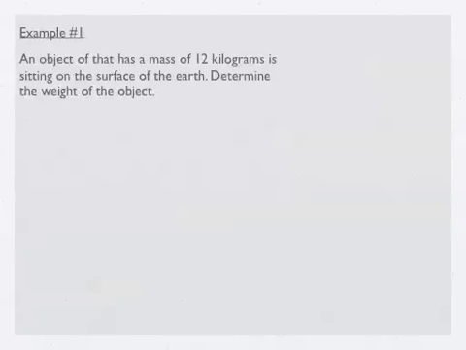Our first example is going to provide us an object of 12 kilograms that's sitting on the surface of the Earth, and it's going to ask us to determine the weight of the object. Now, we'll follow through the exact same steps that we normally would with any of our problems using the GUESS method. So we'll start out with our given. We know the mass of 12 kilograms. But as we read through the rest of the problem, it doesn't really give us anything explicit. So then we move on to our unknown, and we're looking for the weight of the object.